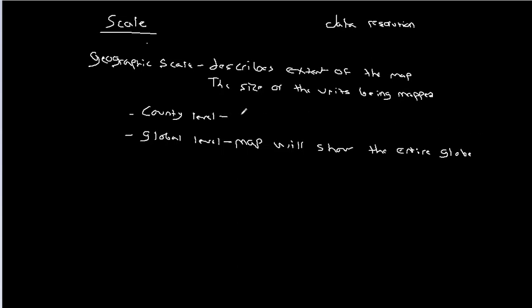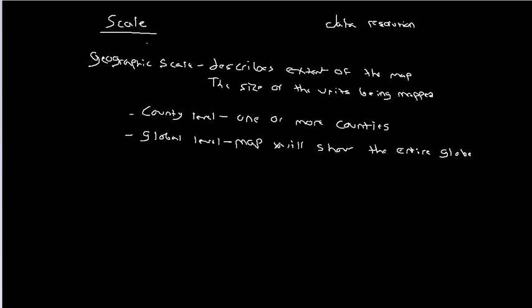Right, if I say something is being mapped at the county level, that means that our map is going to show one or more counties. And you can already see I picked two extreme examples here. But the difference in scope between something that's showing one or two, maybe three counties and the detail that would be involved there, versus a map that's showing the entire globe and the lack of detail that would be involved there.